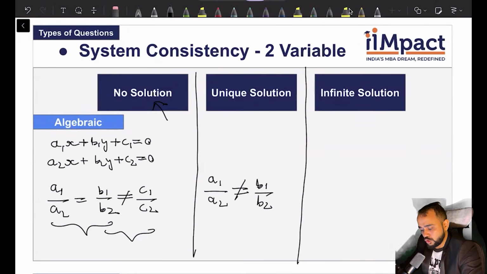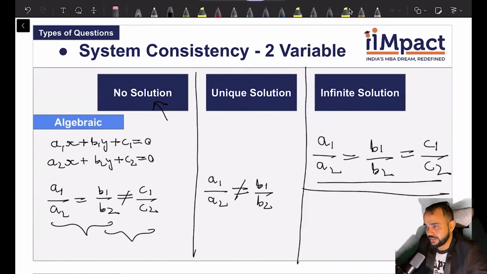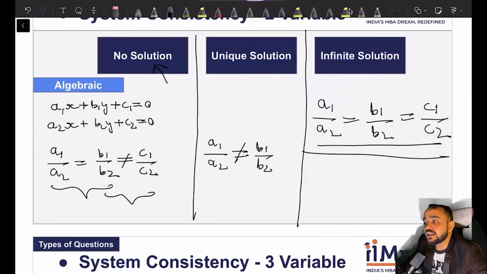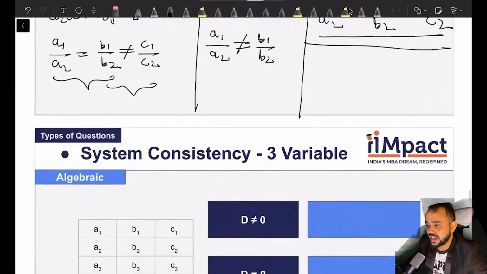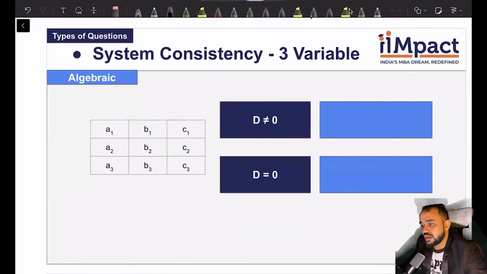Infinite solutions. You want both the lines to be parallel, a1 by a2 is equal to b1 by b2, and you want them to have the same intercept. So it is equal to c1 by c2. This is your infinite solution situation. Internalize this, it will get asked. If not in this CAT, then the next CAT, they periodically do ask this many times. So internalize this.